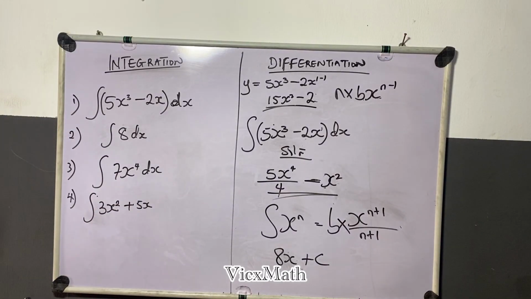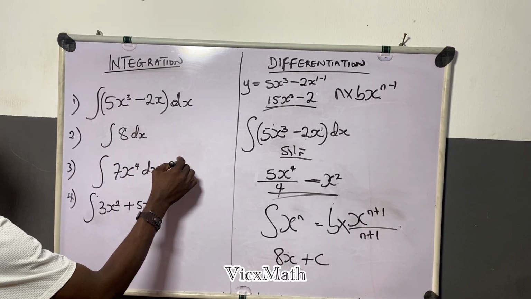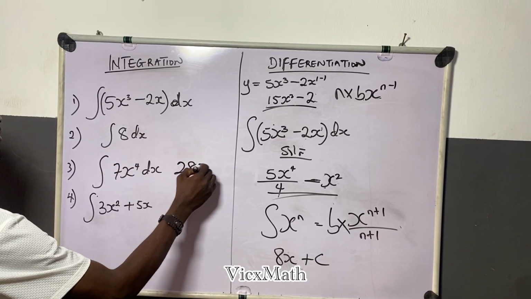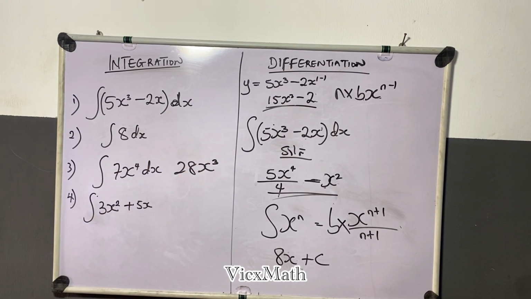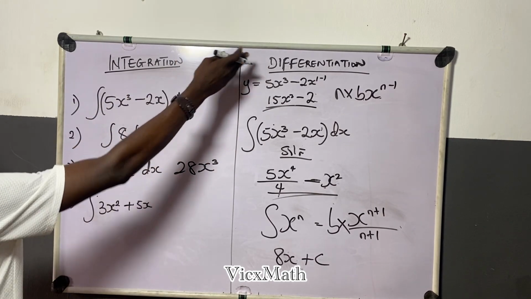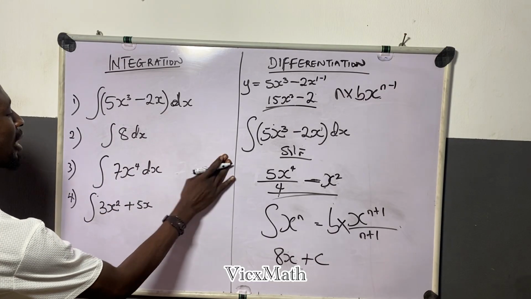Now, let me equally solve this. If this is differentiation, what you're going to have is 7 times this, which gives us 28. Then x minus 1 from this, you have 3. That is what we would have gotten if it is differentiation. But since it is integration, what are you going to have? You're going to have rather this.